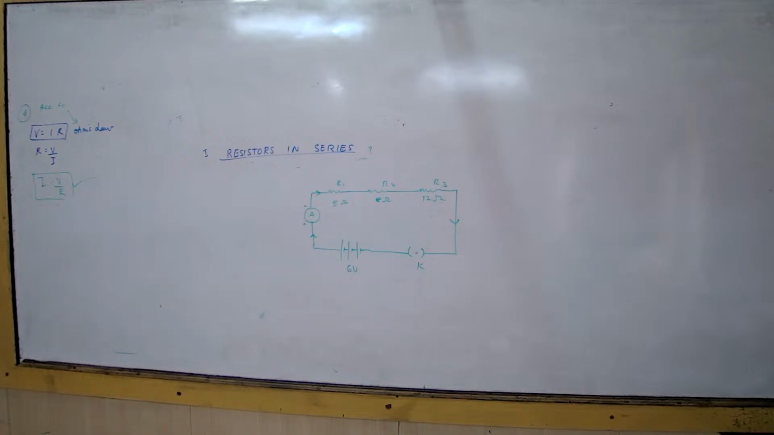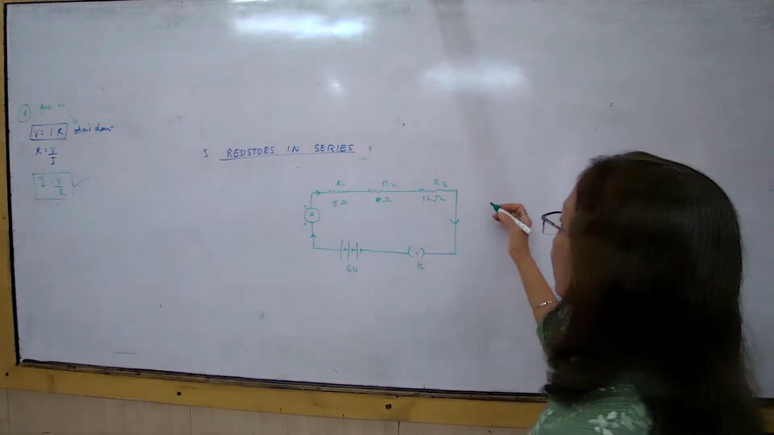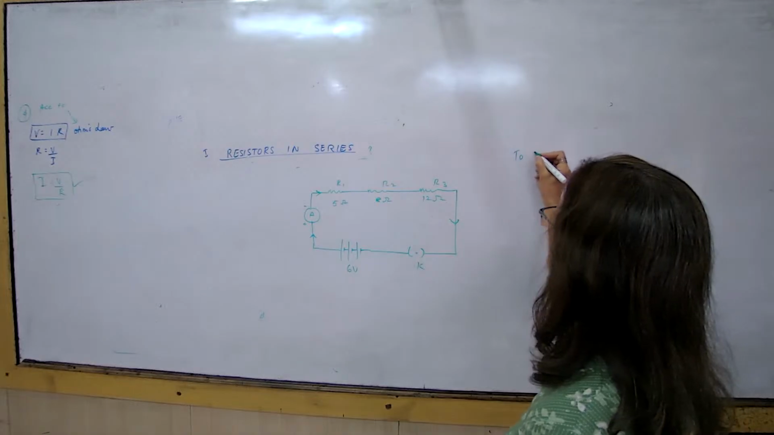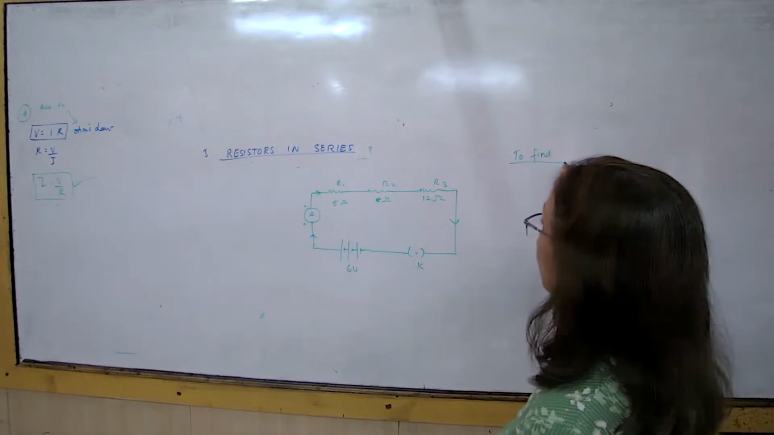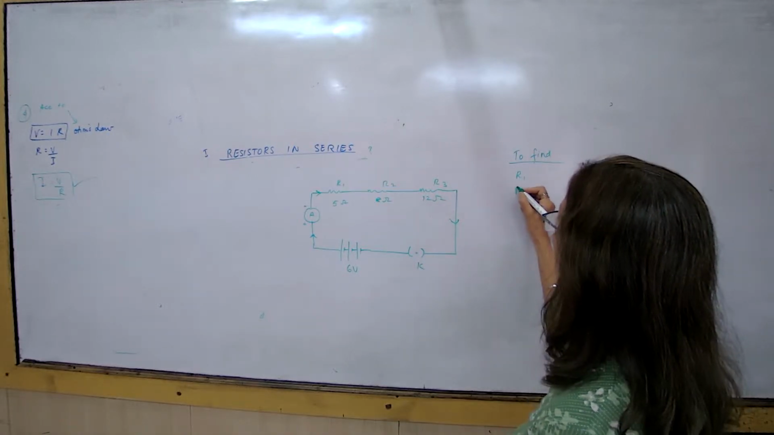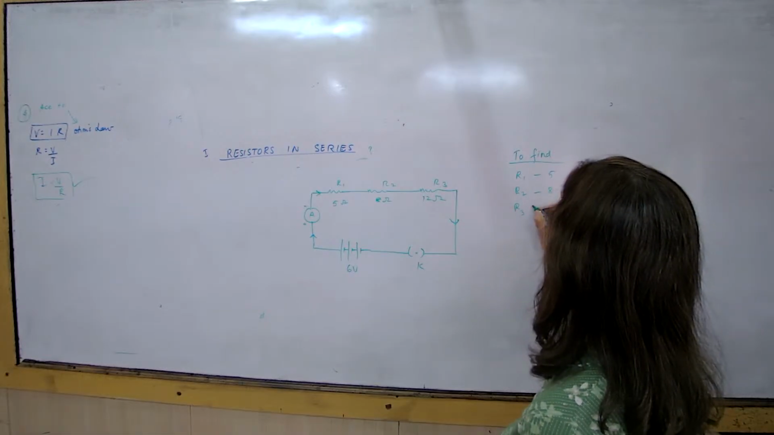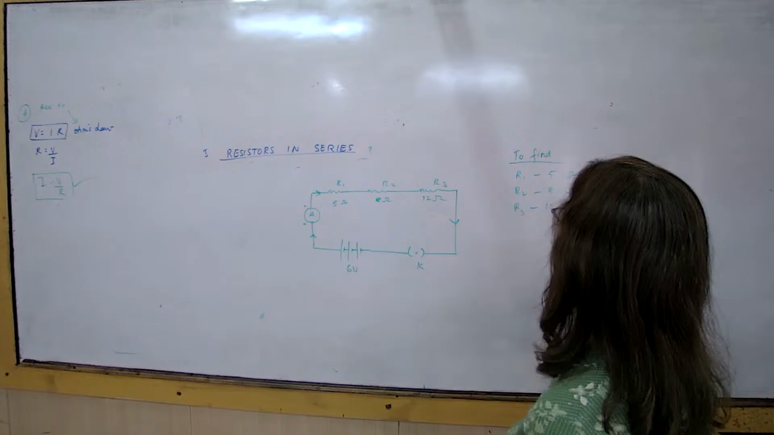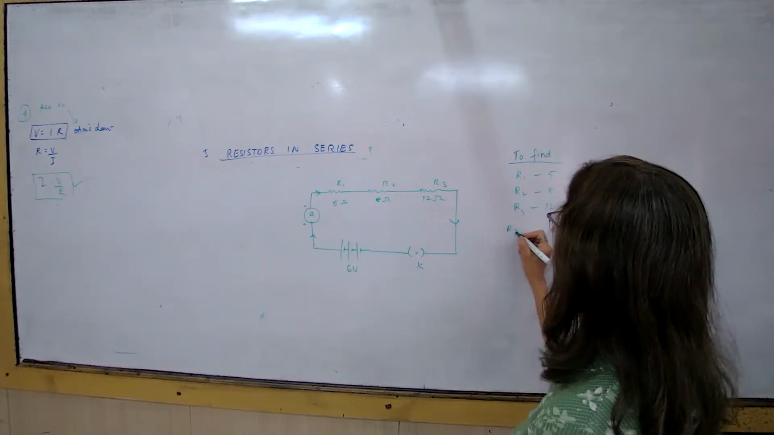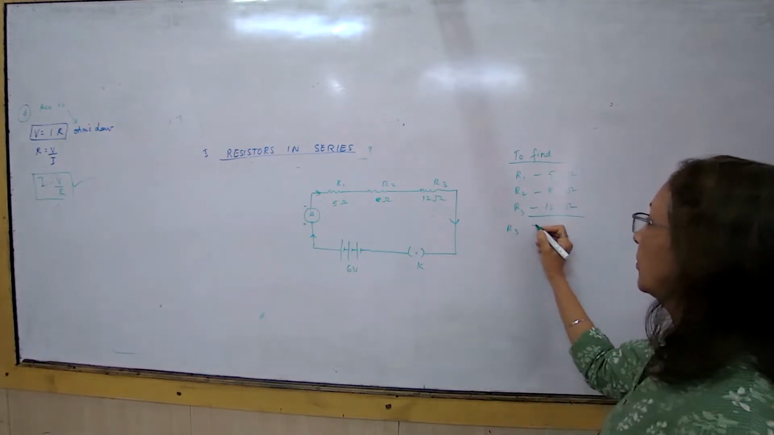Read the question. What would be the readings in the ammeter and the voltmeter? How will you do this? Now from this diagram, what do we need to find? What is the reading for R1, R2 and R3? It will be 25. So RS is how much? Add up everything: 25. Correct.